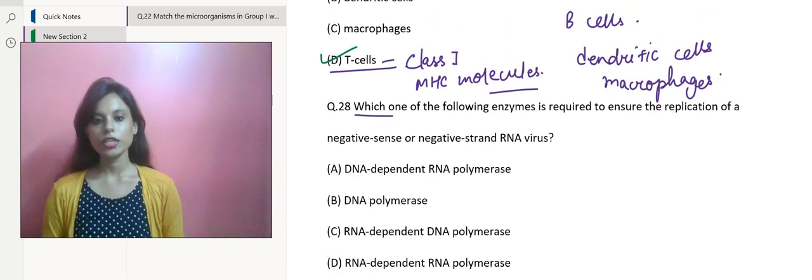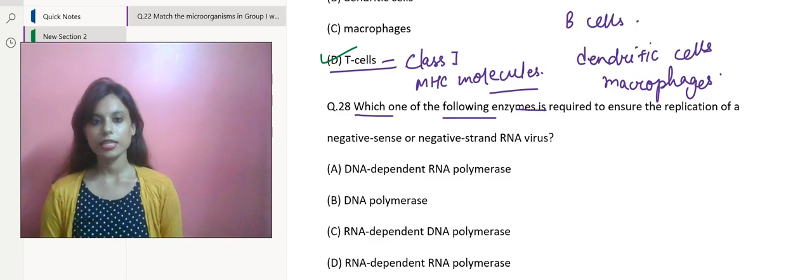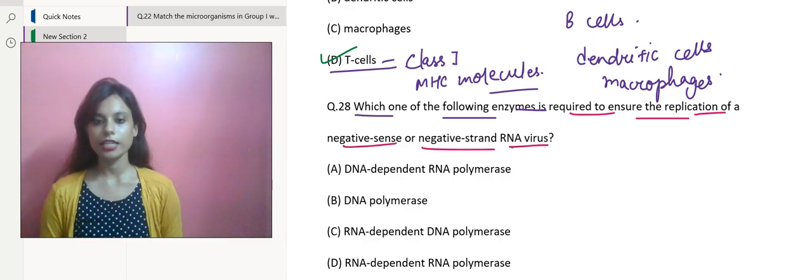Now let us move over to the next question. It says, which one of the following enzymes is required to ensure the replication of a negative sense or negative strand RNA virus? Here, let us go through the options.